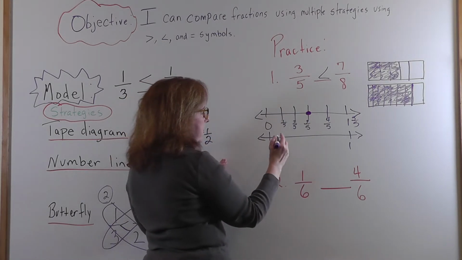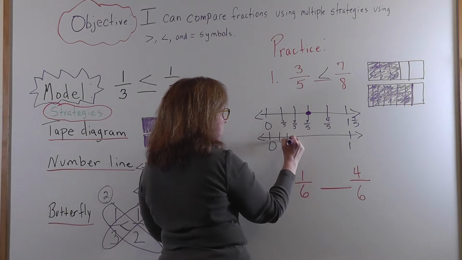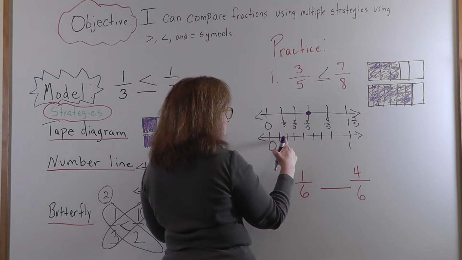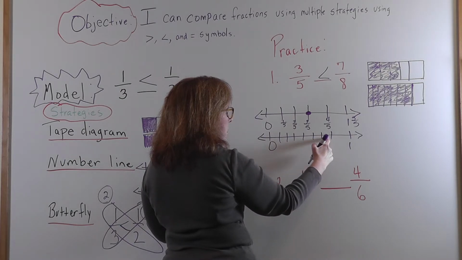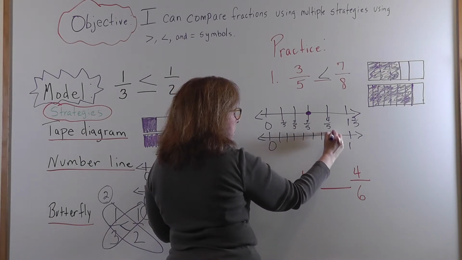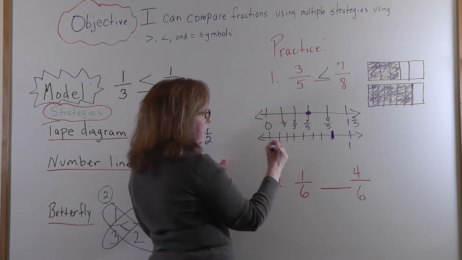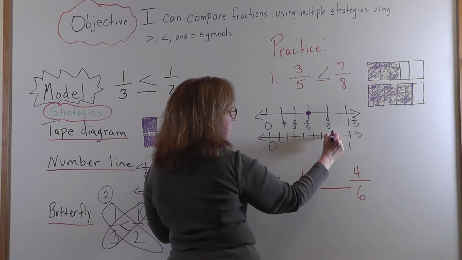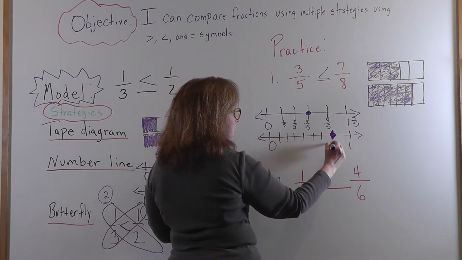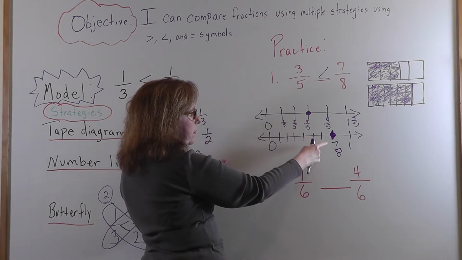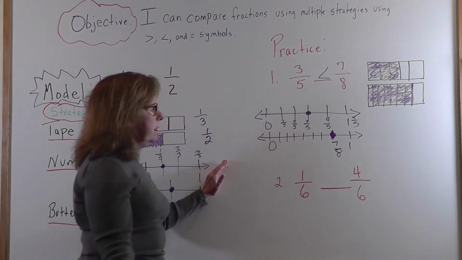And then 7/8. I need 8 equal parts. Okay, try to make them equal. All right, this would be 7/8. So, as you can see, 3/5 is less than 7/8.